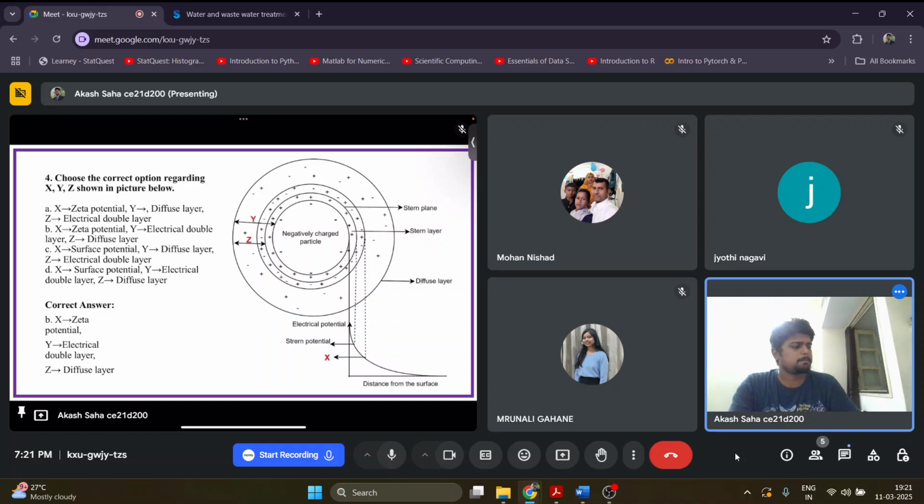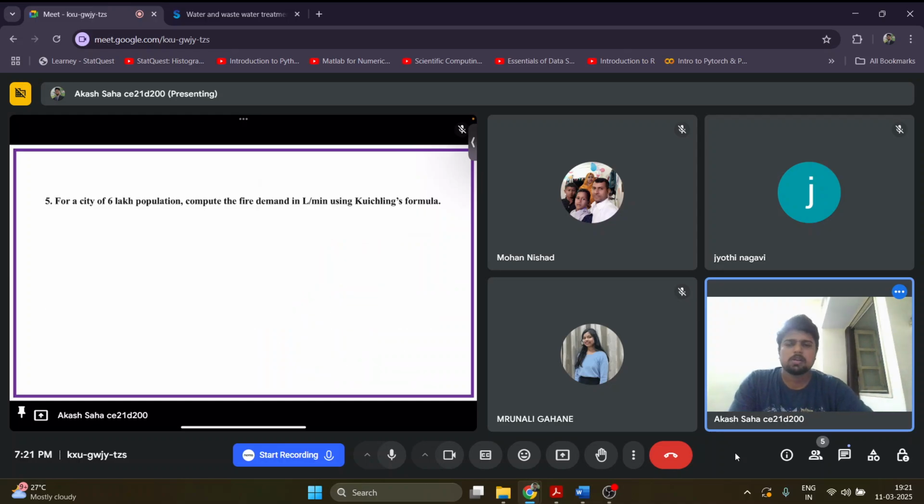Okay. Now next question. So for a city of 6 lakh population, compute the fire demand in liters per minute using Kuchling's formula. So I don't have any options for them. So please try to calculate. It's a single line question. So for a city of 6 lakh population, we have to calculate the fire demand. Please let me know.